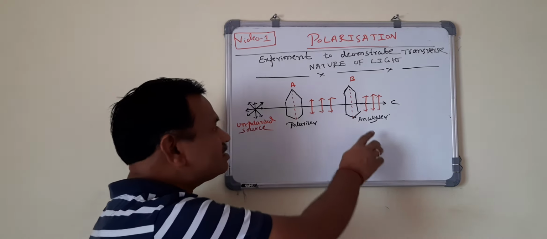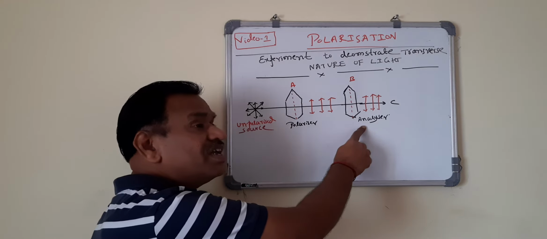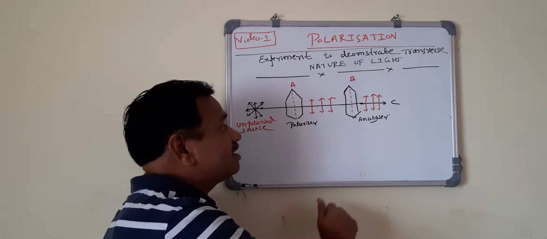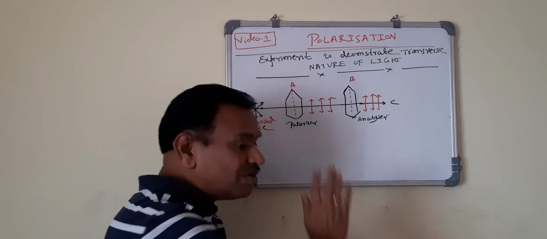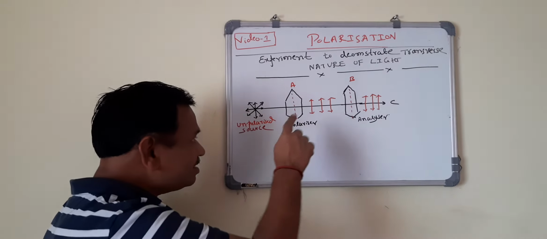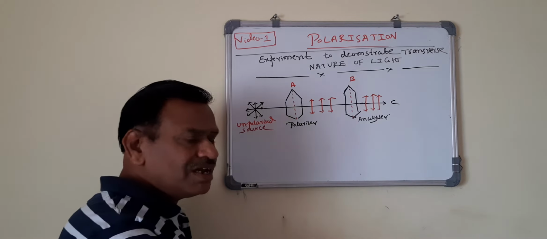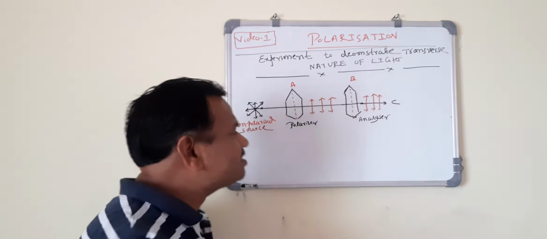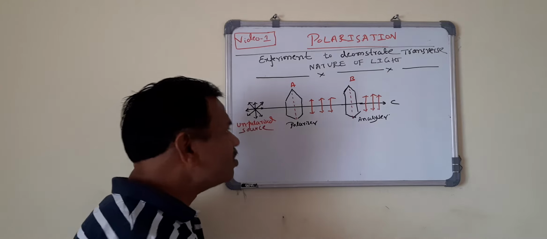That's why I call crystal B the analyzer. I am analyzing. I am observing through this crystal. That's why I call it the analyzer. Crystal A produces the polarization. It filters all the vibrations. It allows only one component of vibrations. That's why I call it the polarizer.